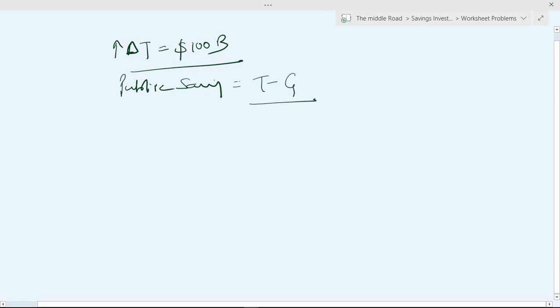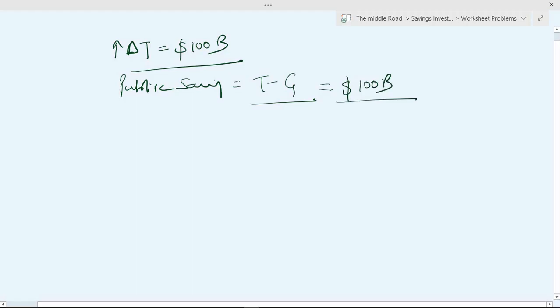In this example, the government raises taxes by 100 billion. When you are raising taxes, you are keeping government purchases constant. We know public saving is tax minus government purchases. Since government purchases is kept constant, there is a direct increase in public saving of 100 billion.